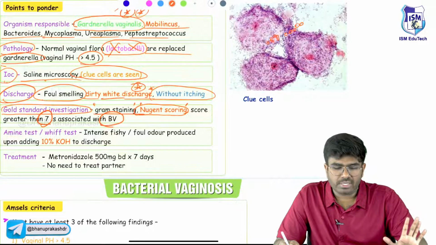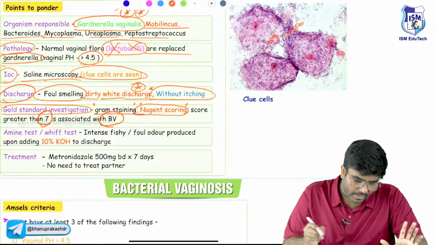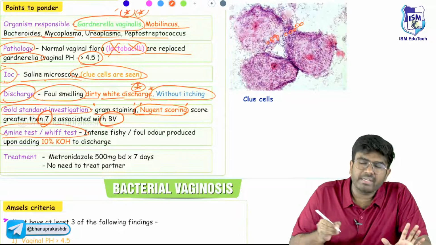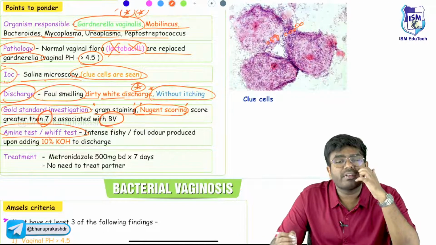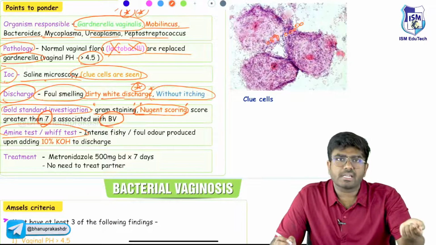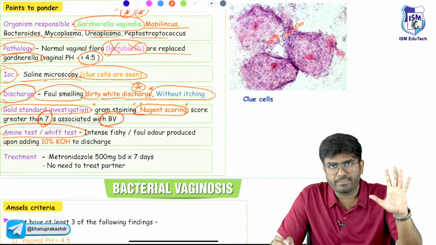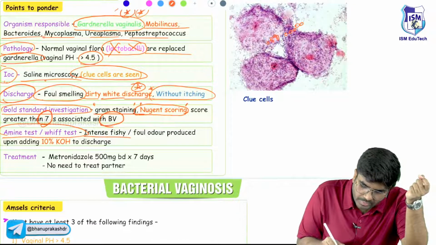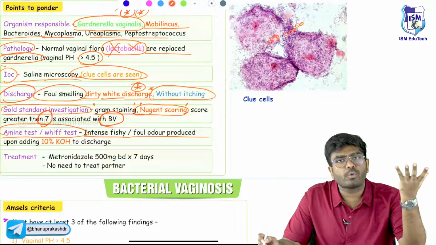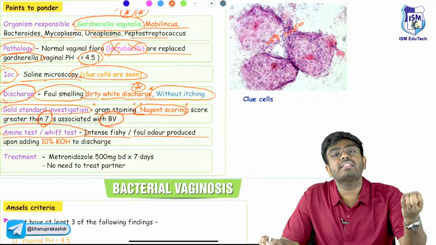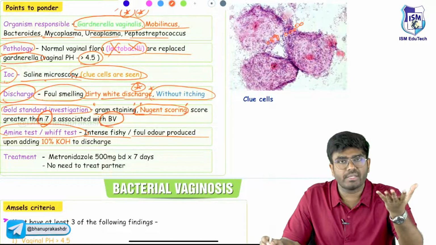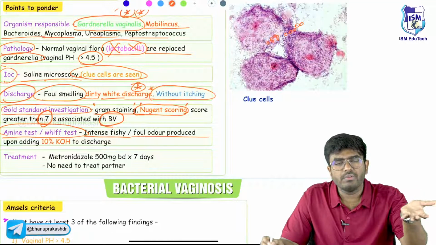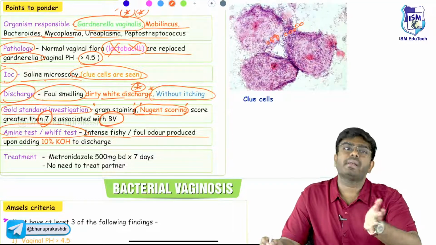The scoring system is called the Nugent scoring. Now you can do a test called the whiff test or amine test. You may ask, what is this whiff test, sir? Take the discharge and add some potassium hydroxide. Immediately an intense foul, fishy odor comes. When you get this fishy odor, you can say the KOH test, the whiff test, is positive, which is usually seen with bacterial vaginosis.